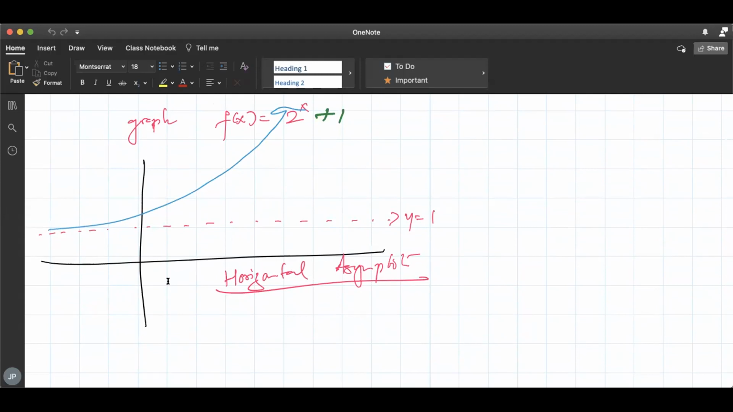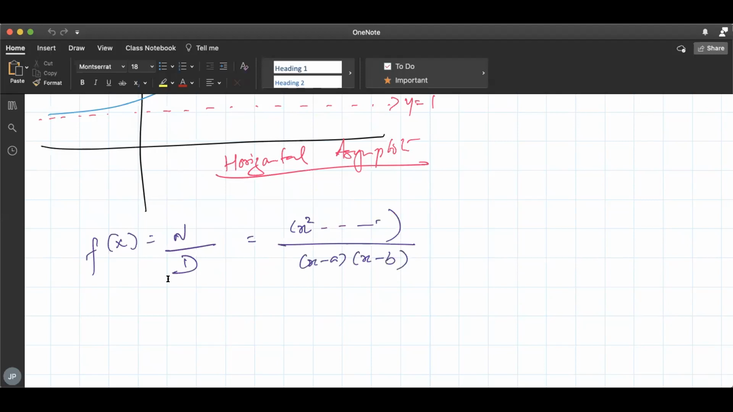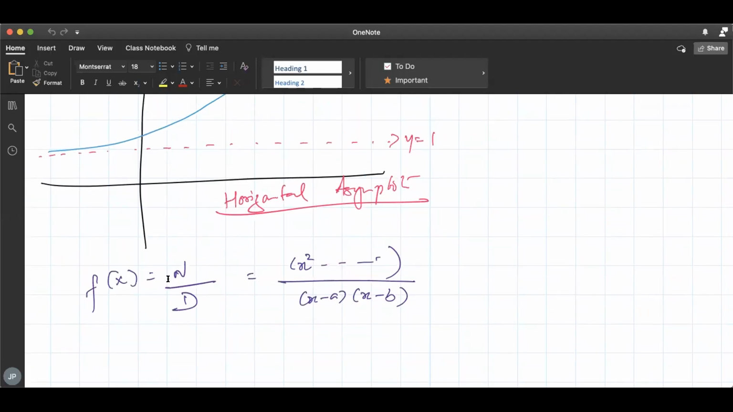Exponential functions will only have horizontal asymptotes. Logarithmic functions will only have vertical asymptotes. And the topic of asymptotes is not just for exponential and logarithmic functions. When you have a rational function, so you have something on the numerator and something on the denominator, x squared and so on, and then you have x minus some a, x minus some b, something like that, here also you have asymptotes. So all I'm trying to say is that asymptotes is not just a theory that's restricted to exponential and logarithmic functions. It even comes in rational functions.